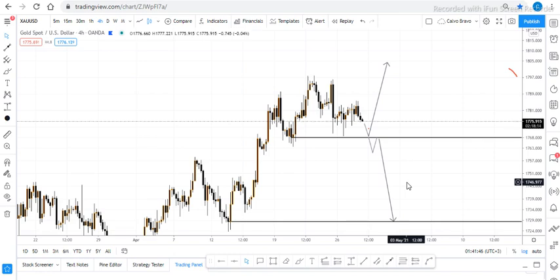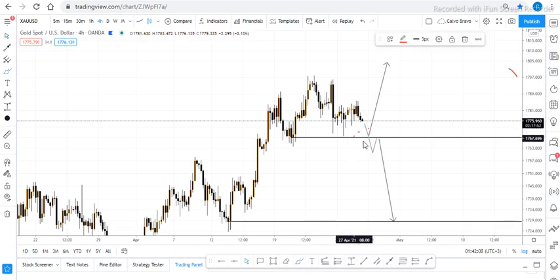So for me, this is my bias on gold, as I'm waiting to see what's happening at this area, because this is the level of invalidation here. I'm waiting to see the reaction at this current level. Will the price break this level and give us a possible sell, or will the price respect it and give us a possible buy? That's what I'm waiting on in gold. And this is my bias analysis on gold.